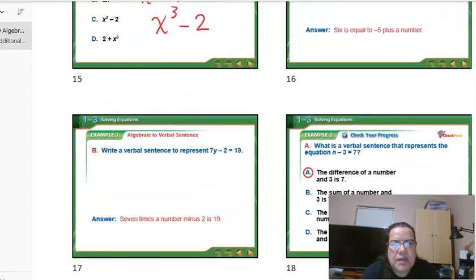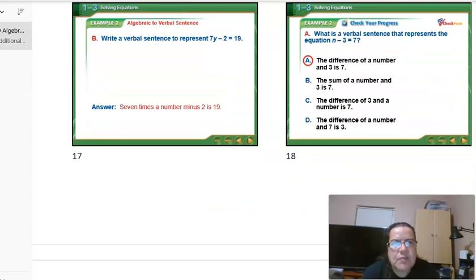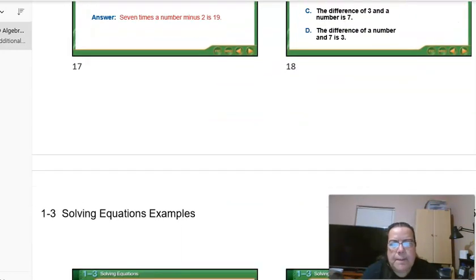Now let's continue looking at some of these slides. They give you some more examples. So just for you to practice, you have the answers there to check your work.